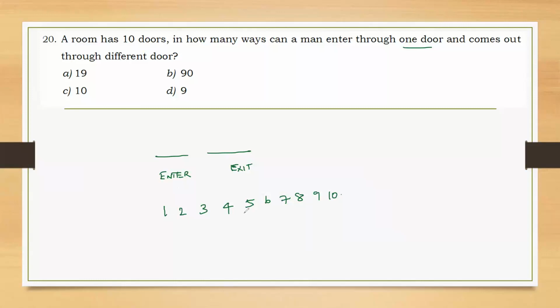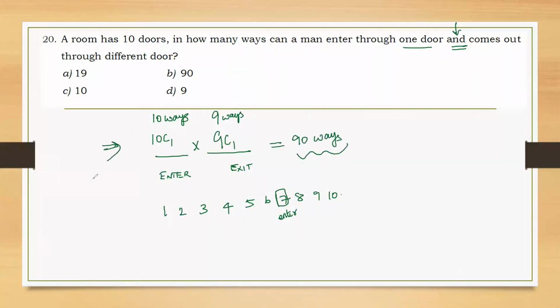So we have 10 doors, right? Out of 10, any one door you can choose. Is it clear? Therefore, 10 ways. 10C1 equals 10 ways. And he comes out through a different door. Suppose you choose the 7th door to enter, I have to come out of the other doors, right? So other doors we have 9. Out of 9, any one door must be my exit. So 9 ways. 10 and 9, 90.